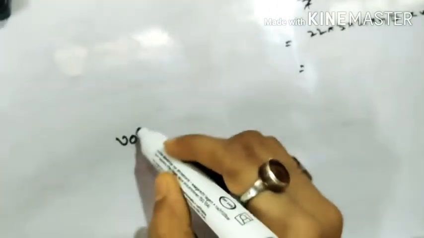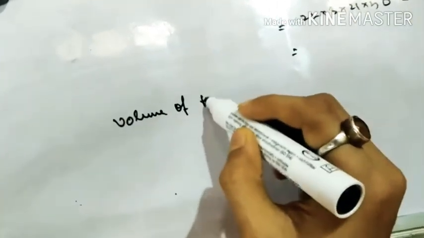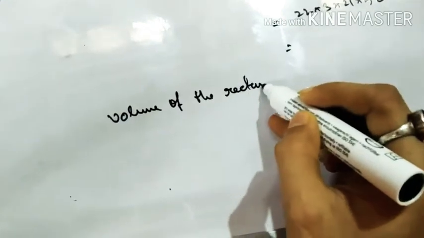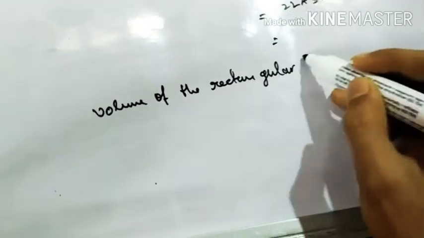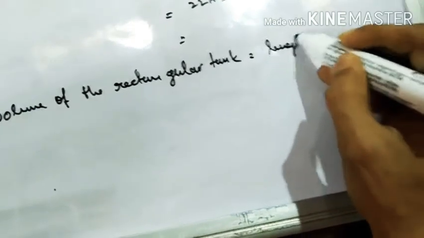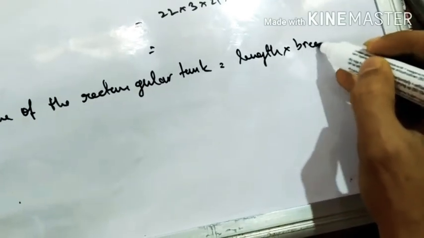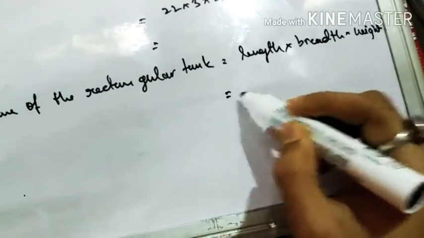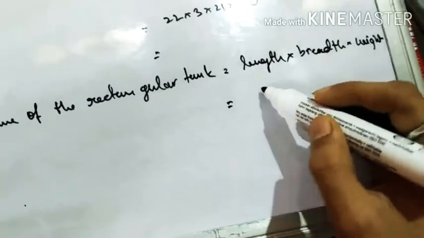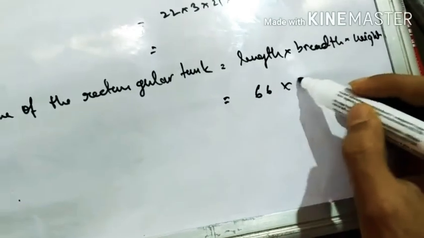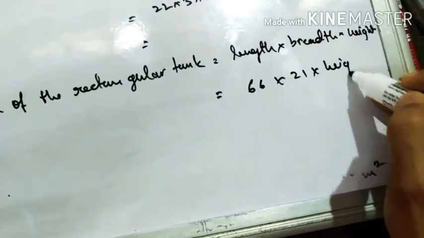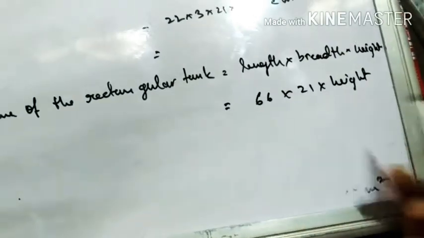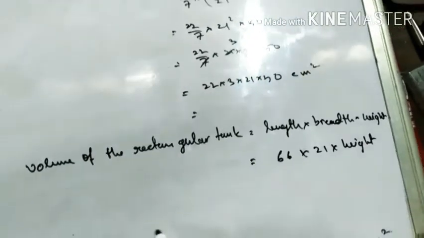Next, I will have to find the volume of the rectangular tank. Volume of the rectangular tank is equal to length into breadth into height. The length is given as 66, the breadth is given as 21, and I have to find the height. The height of the water means the height of the rectangular tank only.